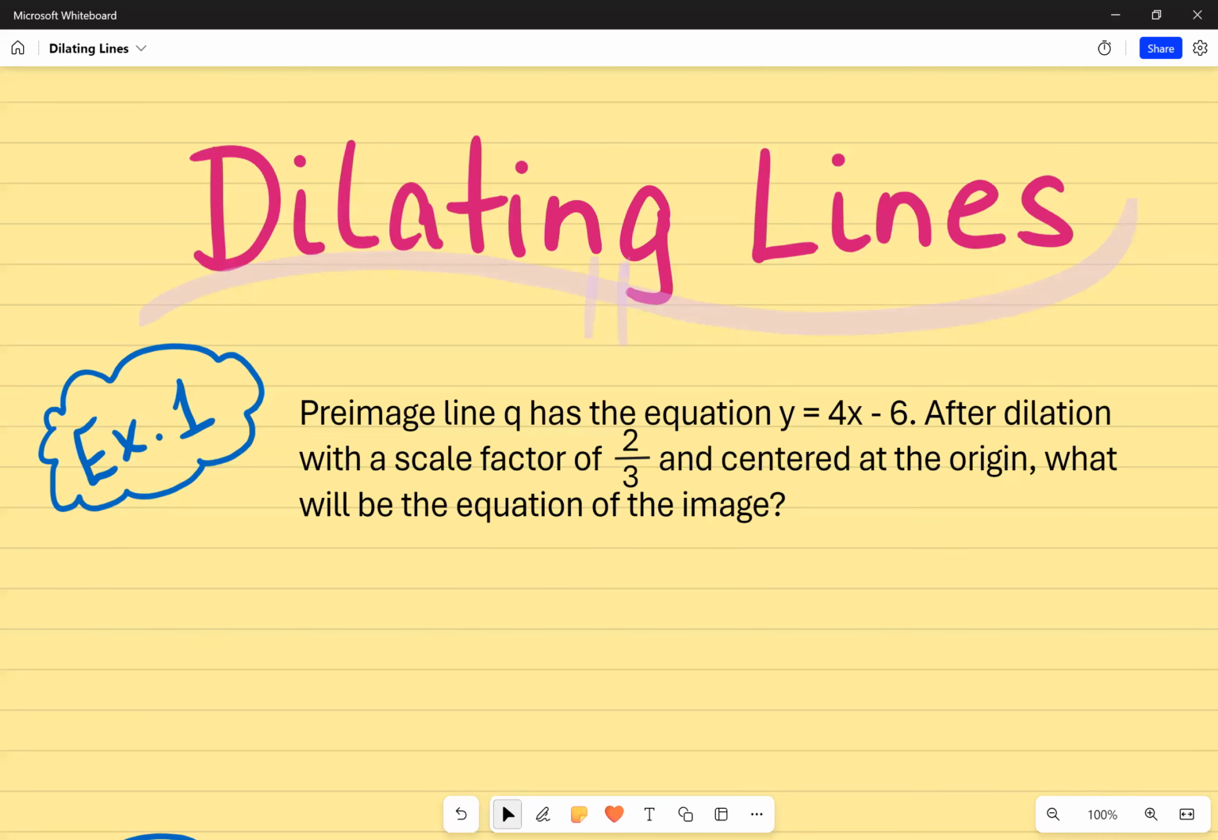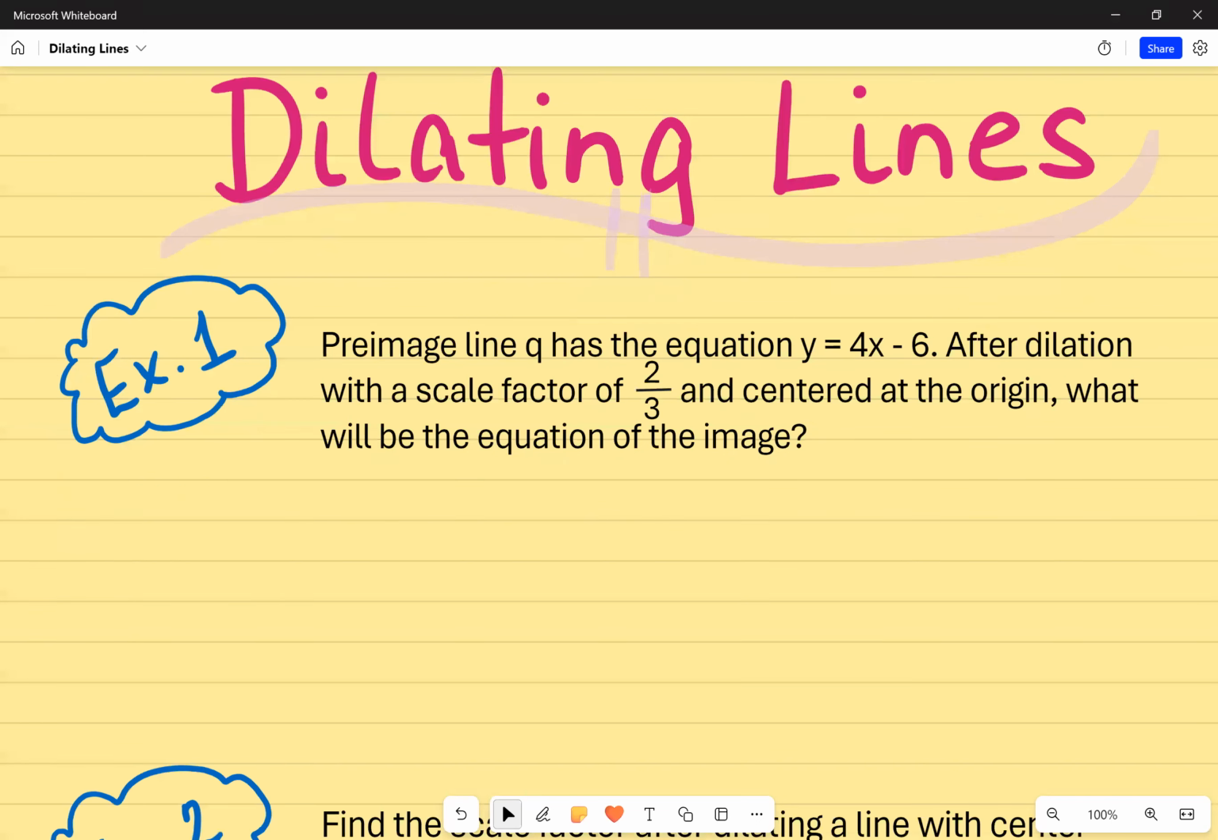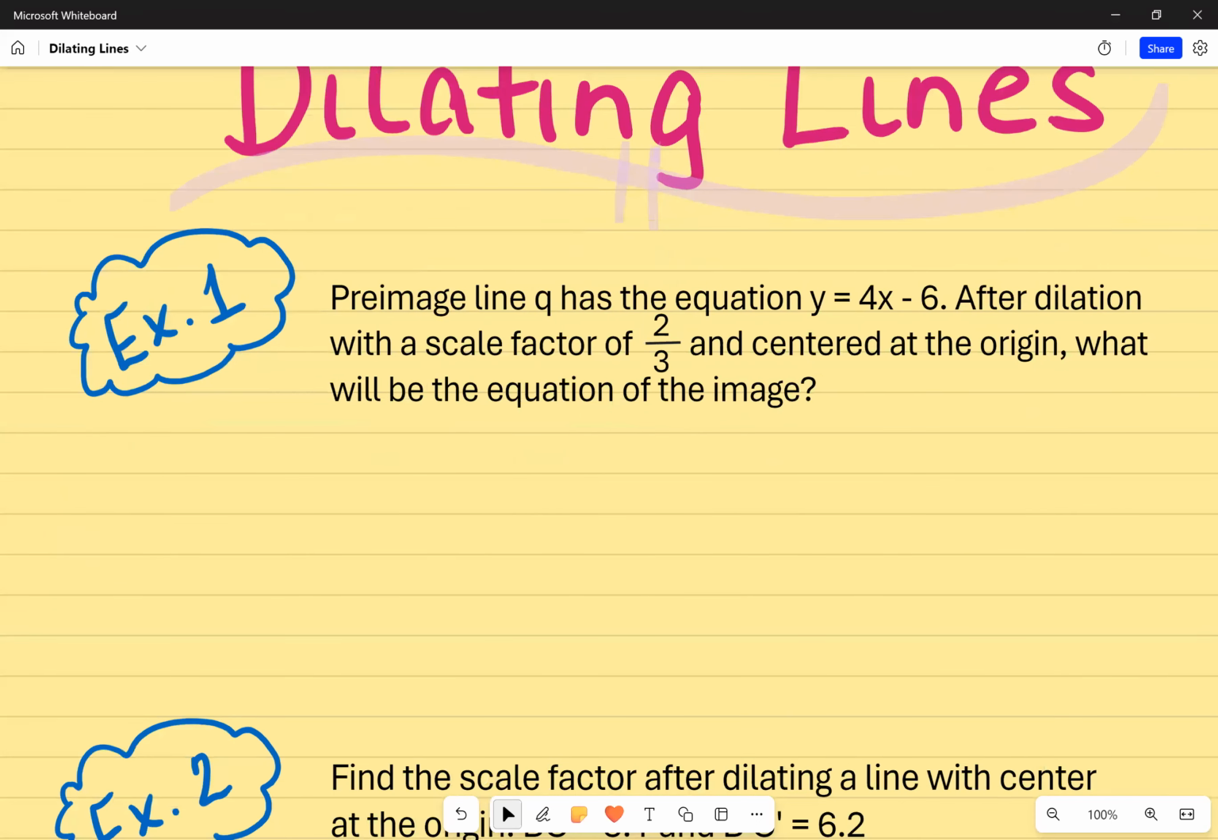Today's video will discuss dilating lines. For example 1, we are given the pre-image line equation, y equals 4x minus 6, and we're asked to find the image equation after dilation with a scale factor of 2/3, centered at the origin. The best way to do this is to recognize that we're going to end up with parallel lines.